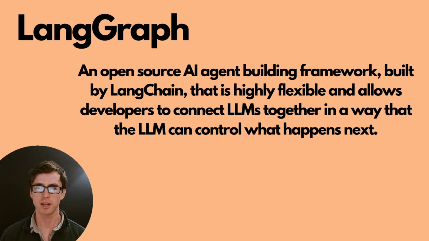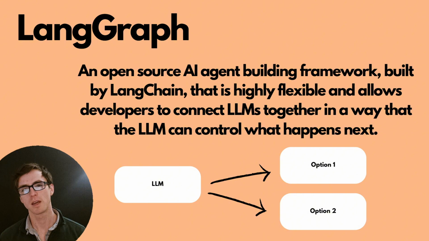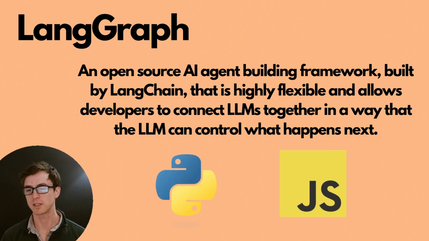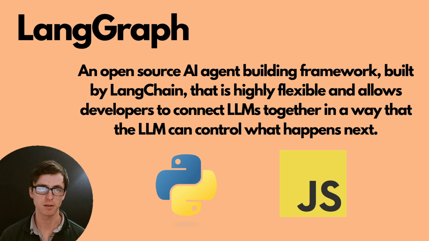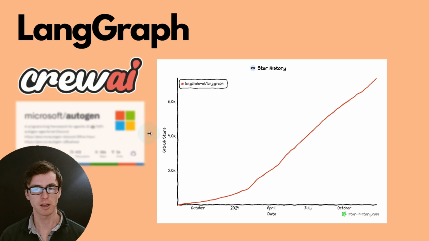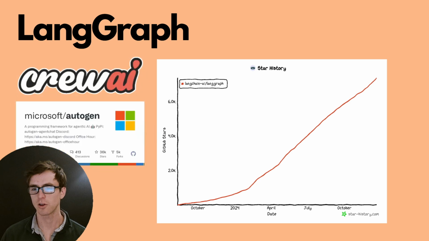LangGraph is an AI agent building framework built by LangChain. It's highly flexible and it allows you to connect language models together in a way that the LLM can control what happens next. It's supported in two major programming languages, Python and JavaScript, and it was released last October, and since then, it's been increasing in popularity as an alternative to other agent building frameworks like Crew AI and Microsoft AutoGen.